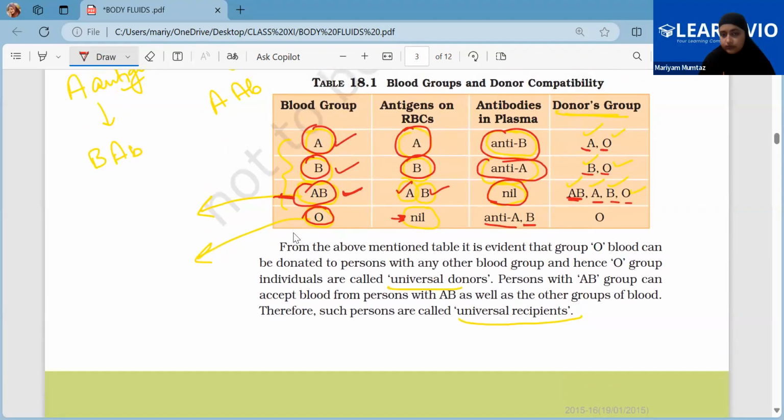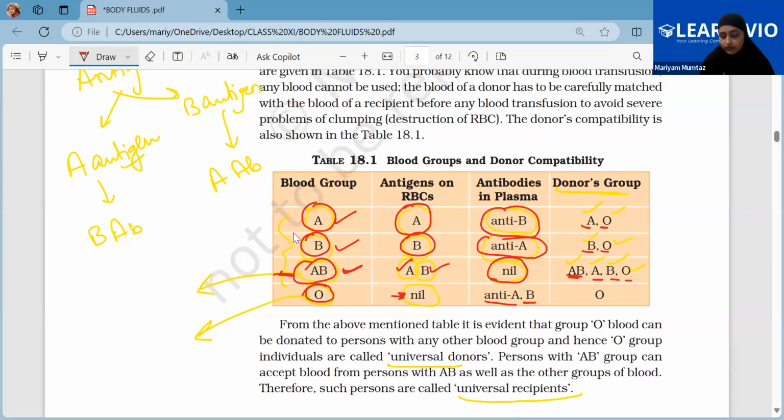Ma'am, you said that B blood group can get blood donated from B only, right? B and O. But O also has antibody B, which can kill the B antigen, right? Yes, but see, since O does not have any antigen, it doesn't matter what antibody it carries.